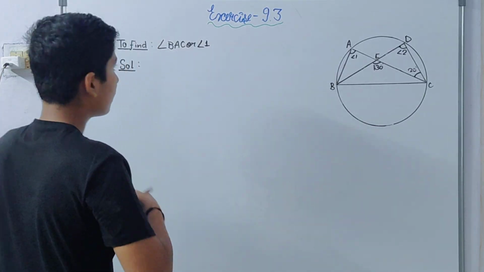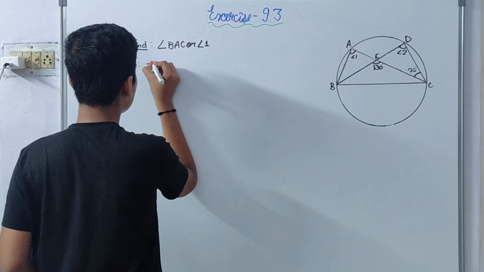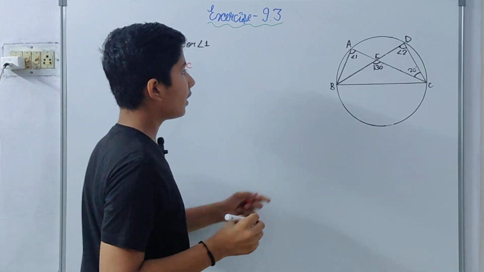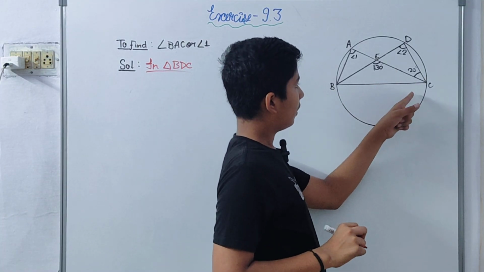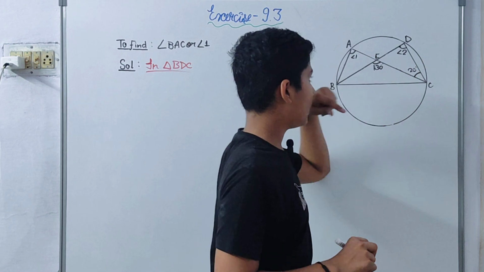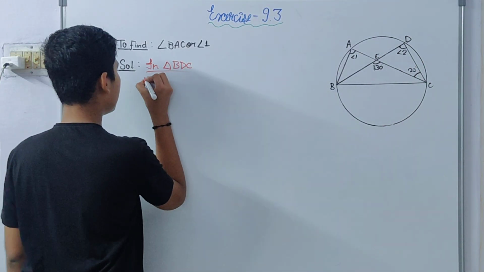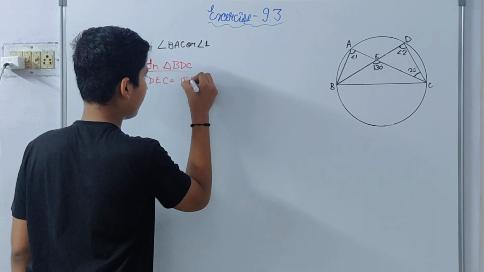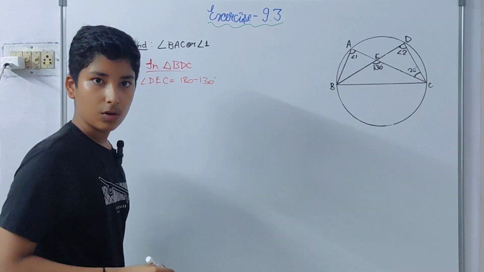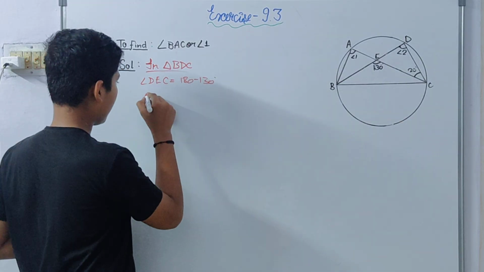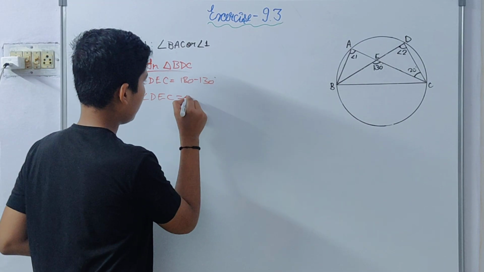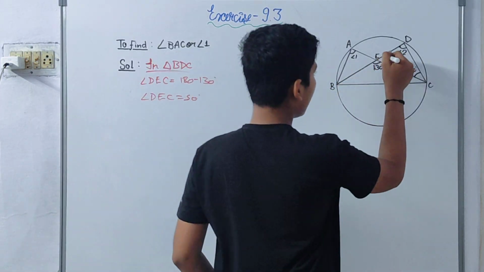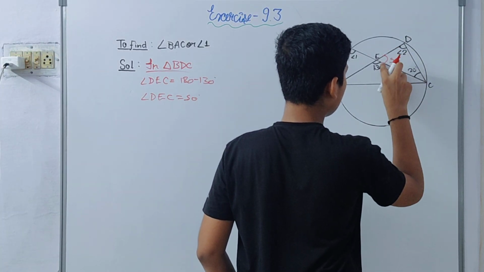Now let's start. In triangle ECD. First of all, angle DEC equal to 180 minus 130 degree. This we have to find out. Angle DEC equal to 50 degree. So let's mark it here, 50 degree.